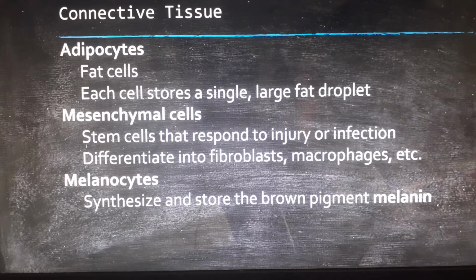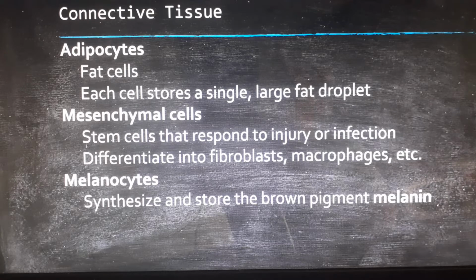Mesenchymal cells are stem cells inside the connective tissue proper that will respond to injury or infection by becoming whichever kind of cell they need to become. A fibroblast, if you need to make more fibers to respond to injury. A macrophage, which is kind of like a white blood cell that gobbles things up, kind of related, that would help fight infection, something like that.